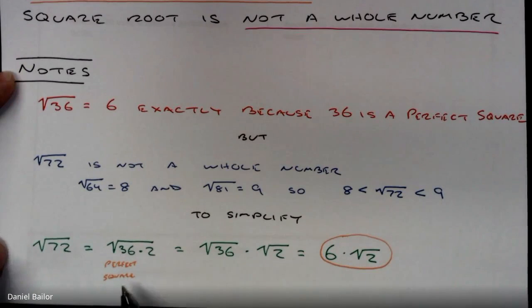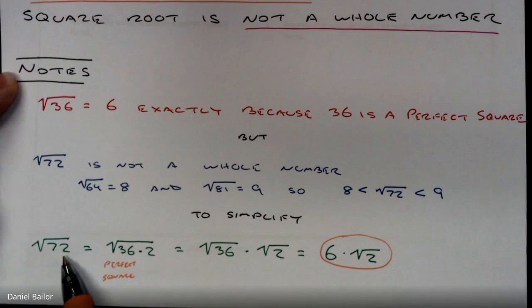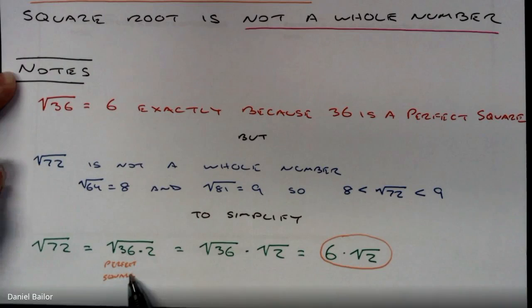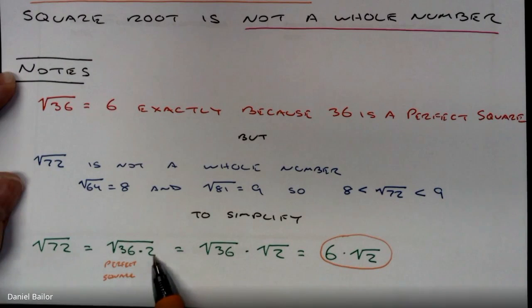So I think 72 is a product, and 72 is 36 times 2. 36 is a perfect square, which means I can simplify the 36 part. I cannot simplify the 2 part, but I can simplify the 36 part. So I do the square root of 36 times the square root of 2. I break it into 2 square roots.